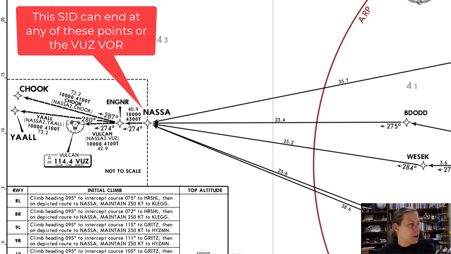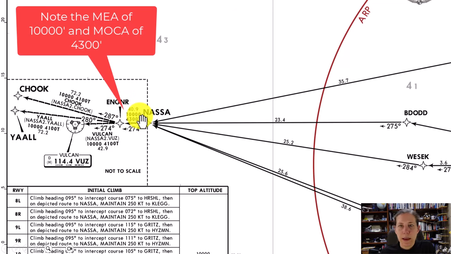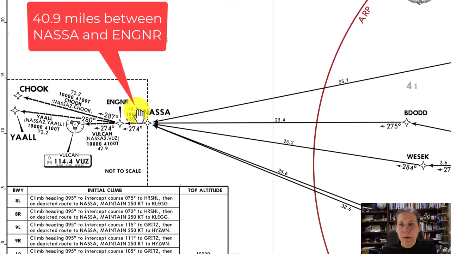Cool. Notice over here, we've got a line. So from NASA to engineer, cute, you have 10,000, that would be your MEA, 4,300T, that's how Jeppesen is going to indicate your MOCA. Again, I have another video about that with all the en route things if you want to look that up for refresher. And it's 40.9 miles between NASA and engineer, and it's 274 degrees course.